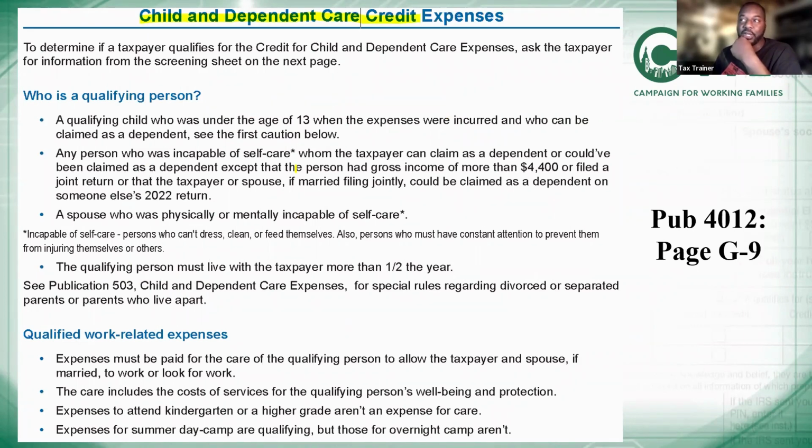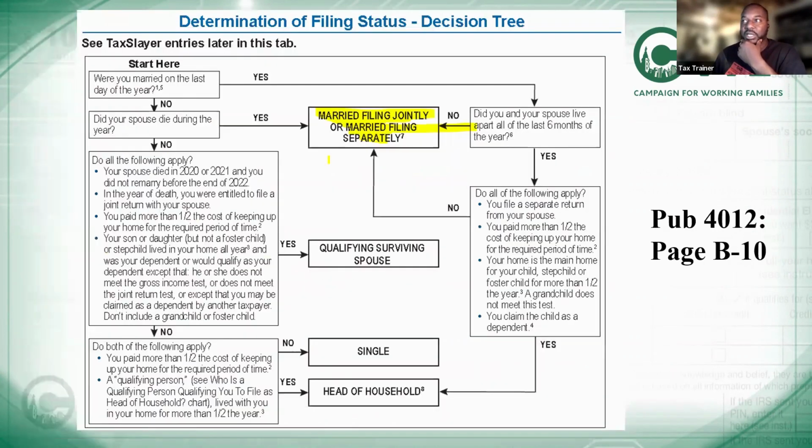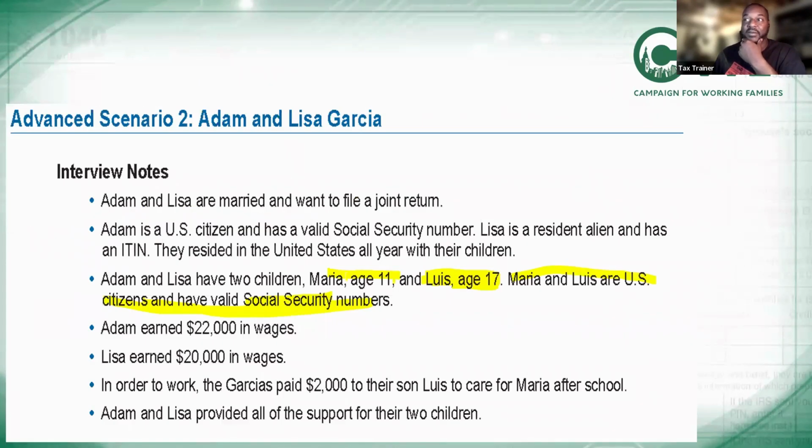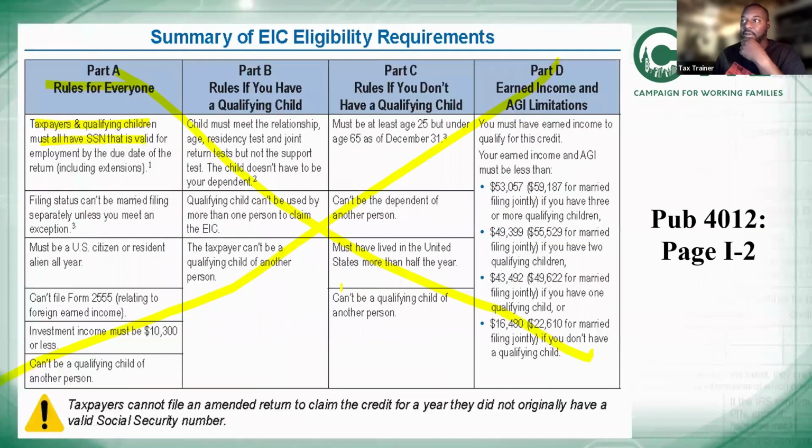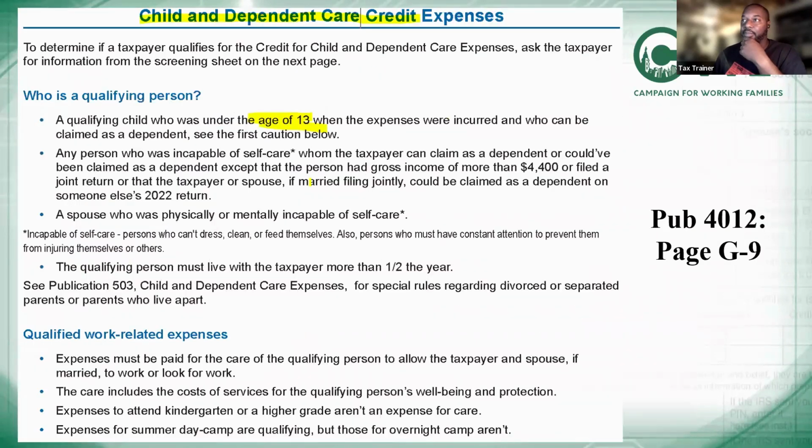So for the child and dependent care credit, it's pretty straightforward. You've got to be working, right? Both parents have to be working. So if you're married, you both have to be working. The child must be under the age of 13. So how old was this kid? This kid was 11. So Maria was age 11, under the age of 13 when the expenses occurred.